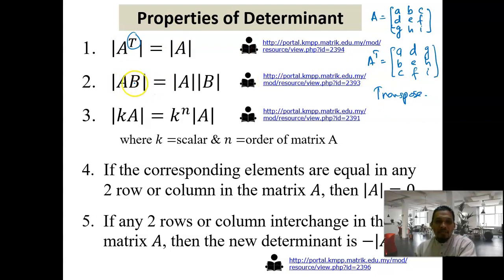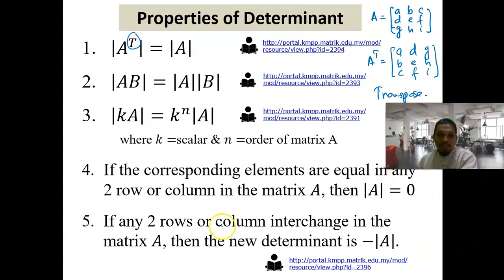And then the determinant of AB equals the determinant of A multiplied with the determinant of B. For any scalar K, the determinant of K times A equals K to the power of N multiplied with the determinant of A. If the corresponding elements are equal in any two rows or columns in the matrix A, then the determinant of A equals 0. And if any two rows or columns of the matrix A are interchanged in position, then the new determinant is the negative determinant of A.